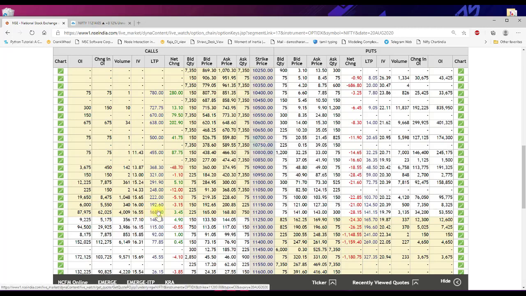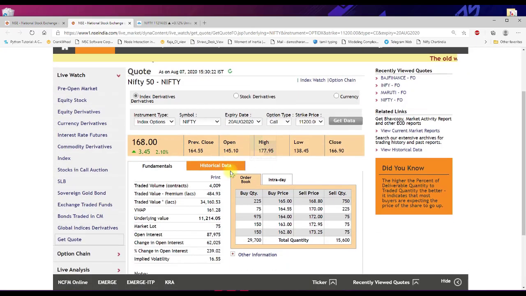So where to check the lot size? Here it is only showing the ask quantity or bid quantity, but you don't know the lot size of one single strike. In that case, you can go to the LTP and just click here. One more window will open up. There you will see all the details.